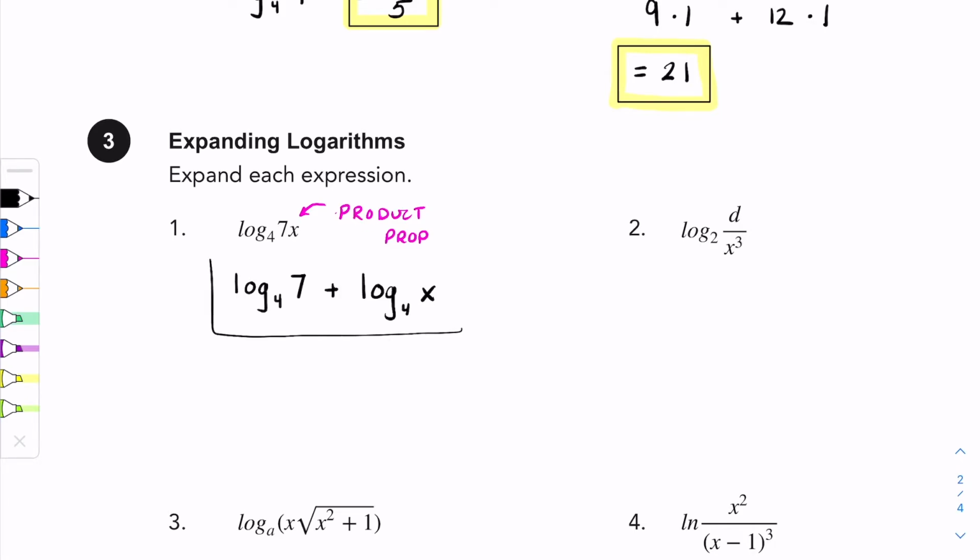We don't have division, we don't have exponents, and we don't have any more multiplication. So that's your final check when you're simplifying these. Check for multiplication, division, exponents. If you have them, you need to do something with them.